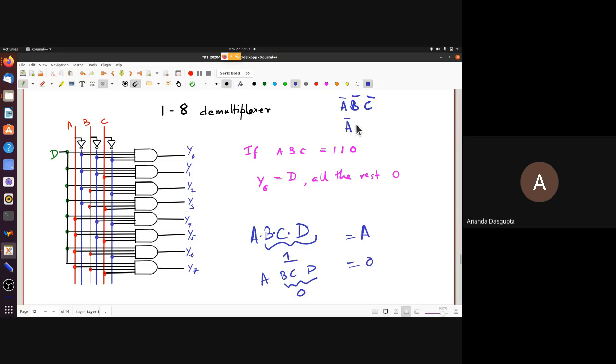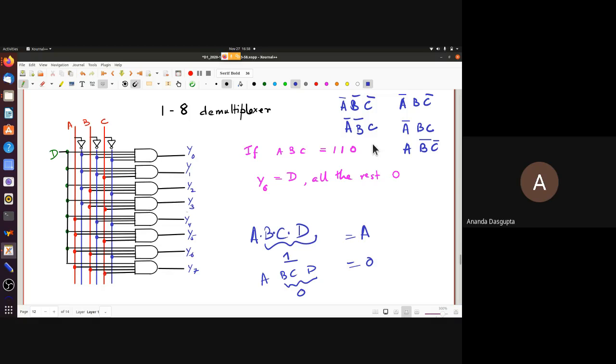Then you have A bar, B, C bar for the third one. The next one is A bar, B, C: 1 blue, 2 red. Right? Then you have red, blue, blue. That is A, B bar, C bar, and so on.